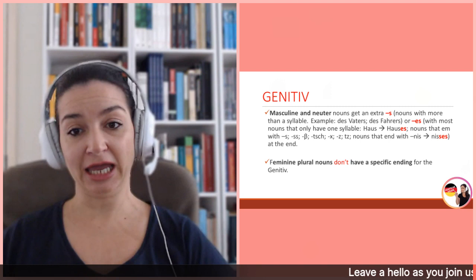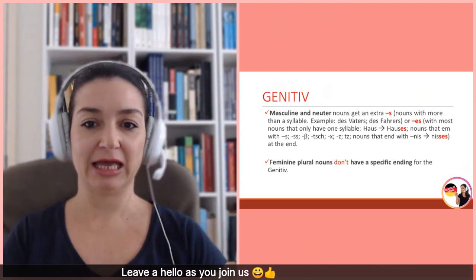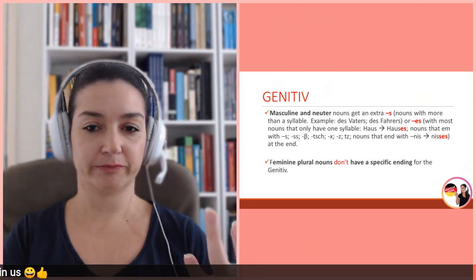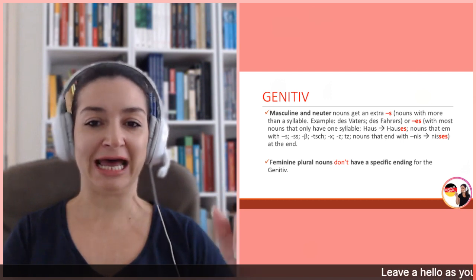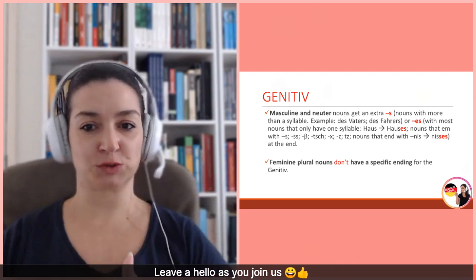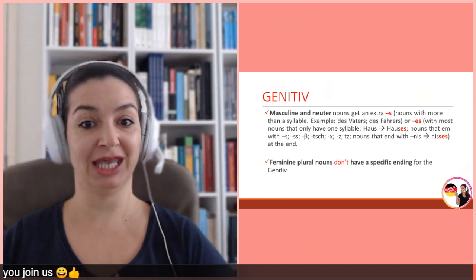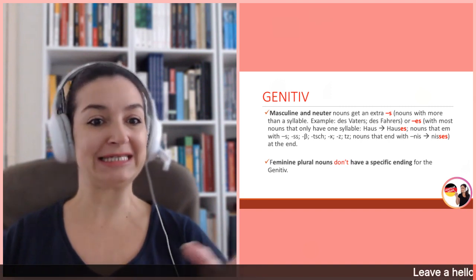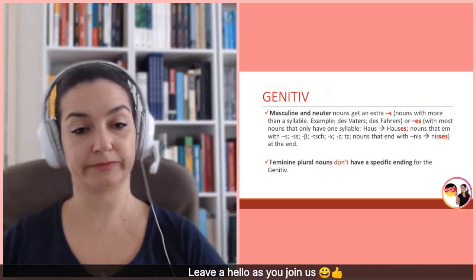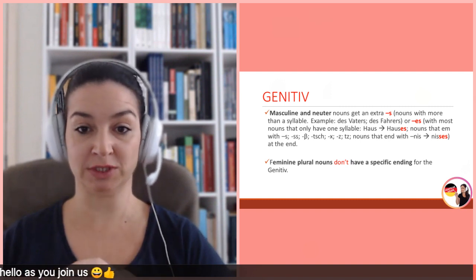And also the words that finish with nis. As you can see here, we have an extra es, but also an extra s. So you have now double s, es. Nis, nisses. Verhältnis, Verhältnisses when we are talking about genitive.